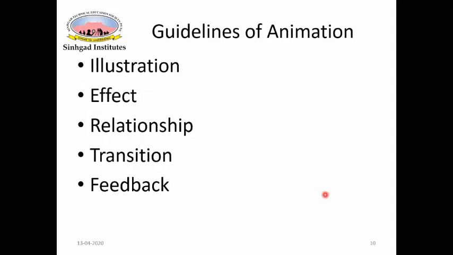Next, we have some guidelines for animation. The brief guidelines of animation can be explained like this: illustration, then effect, then relationship, transition, and feedback. As these techniques of animation developed, some basic principles evolved that became the fundamental rules for character animation and are still widely used today. Despite their origins in cartoon character animation, many of them apply equally to realistic 3D animations. We are going to discuss these few guidelines of animation.